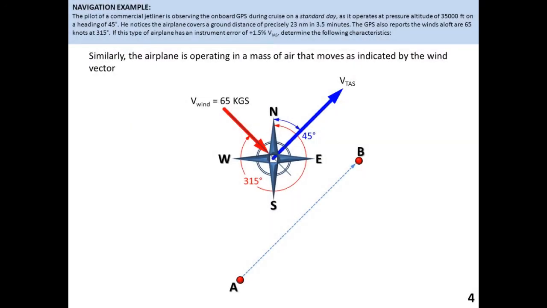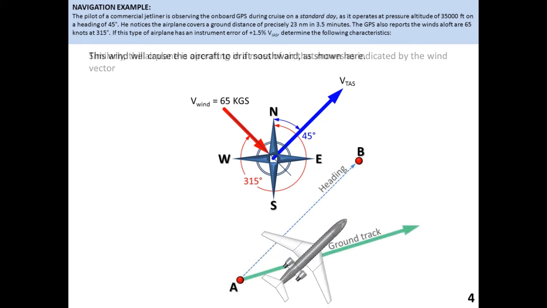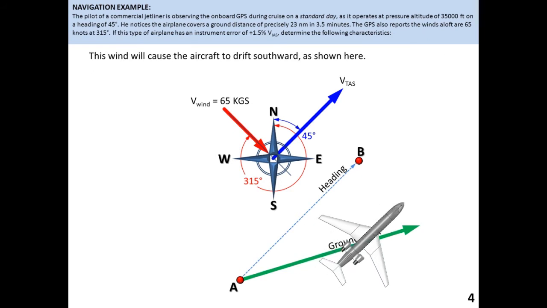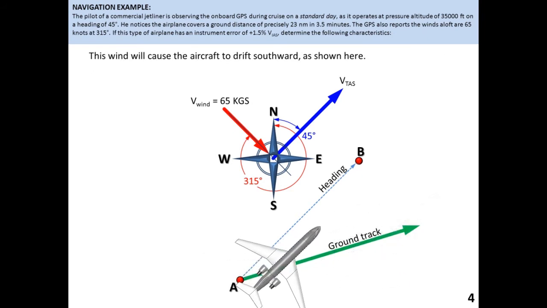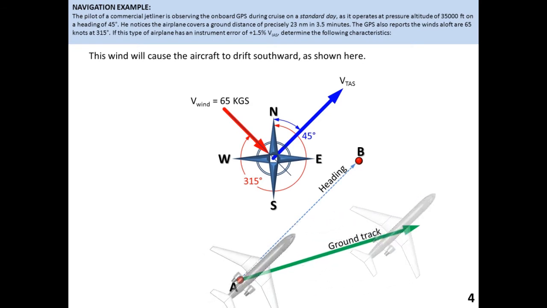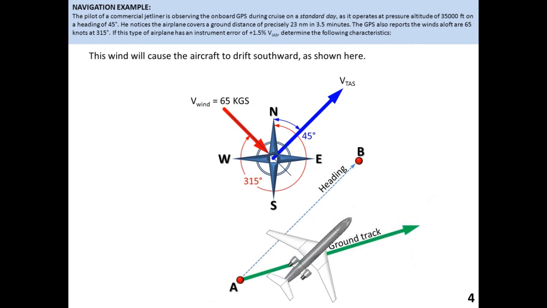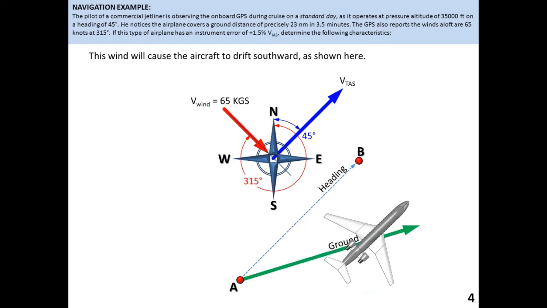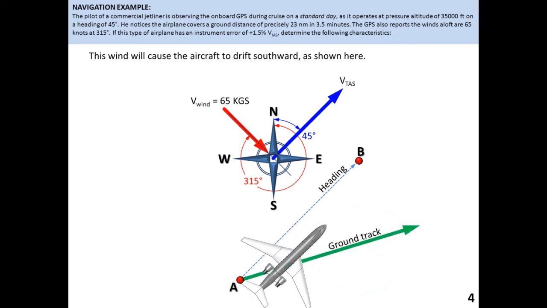Similarly, the airplane is operating in a mass of air that moves as indicated by the wind vector. That is, the wind is coming out of 315 degrees with a magnitude of 65 knots with respect to the ground. This wind will cause the aircraft to drift southward, as shown here. For this reason, the track the airplane makes with respect to the ground, that is the ground track, is not directed along 45 degrees like the fuselage, but is aligned in some other direction, depending on the contribution of the wind, and which we don't know at the moment, but are expected to determine.